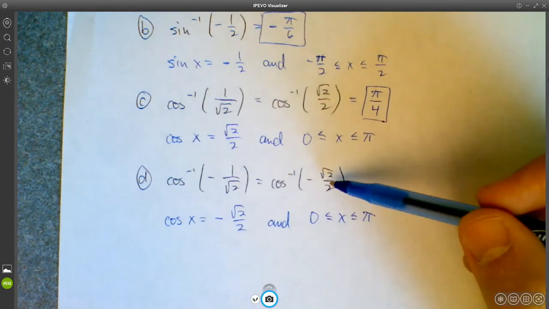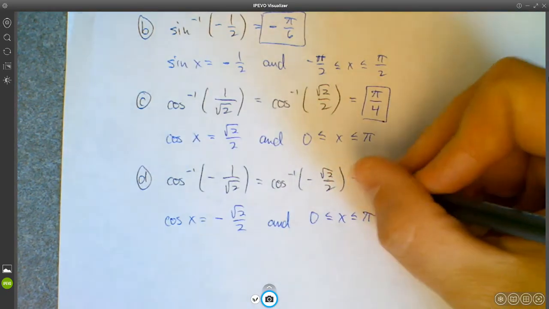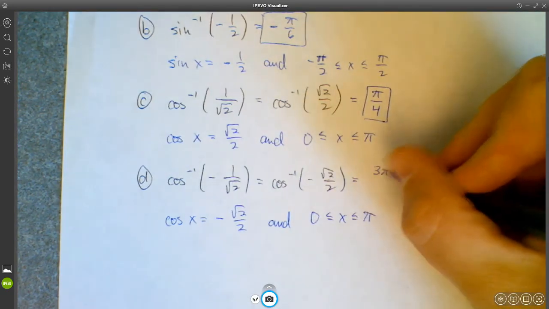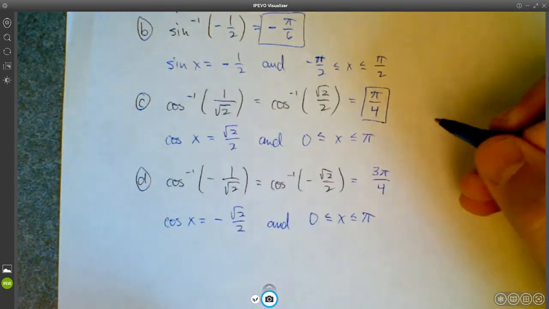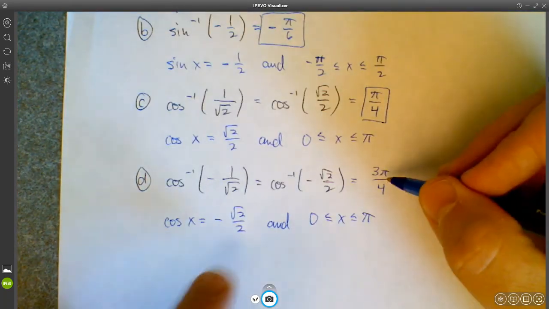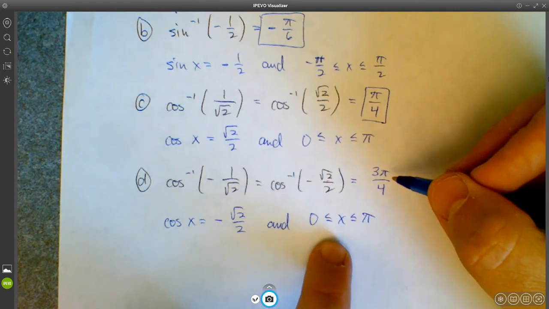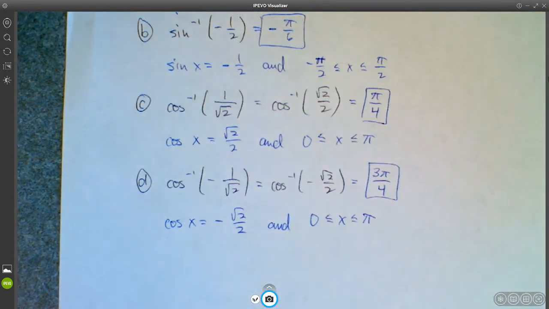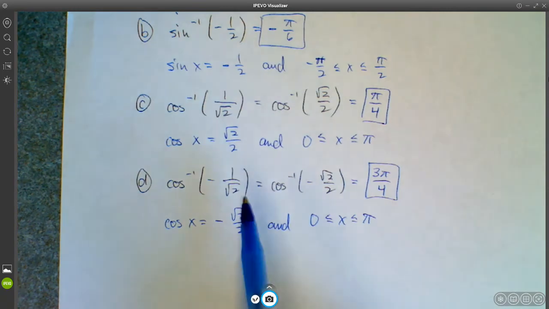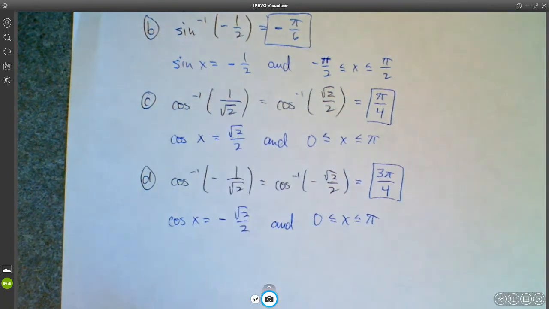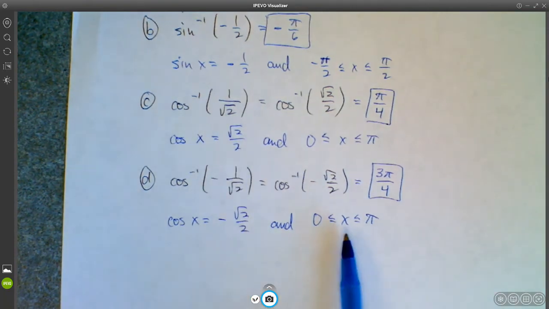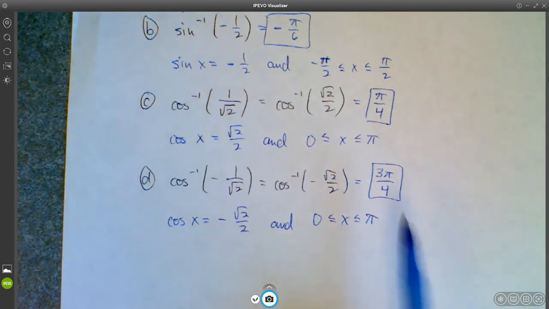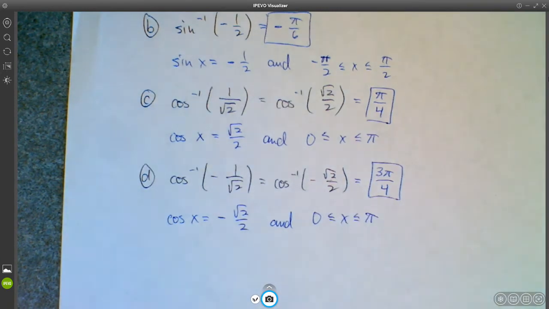The value that will do the trick is going to be 3 pi over 4. Okay? So cosine of 3 pi over 4 is negative root 2 over 2, and 3 pi over 4 is within this interval. So anyway, negative pi over 4 wouldn't work for two reasons. Number one, because cosine of negative pi over 4 is not negative 1 over root 2, it's positive 1 over root 2. But second of all, negative pi over 4 doesn't live in this interval. Okay? So 3 pi over 4 is the one that you want for the cosine function.